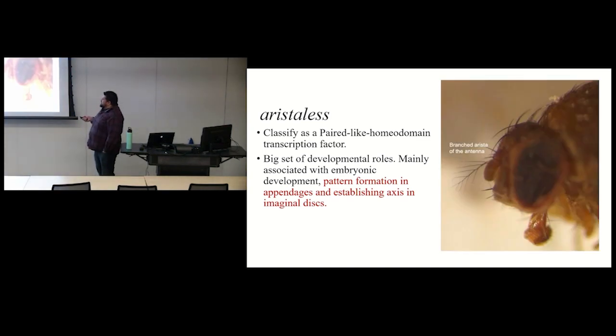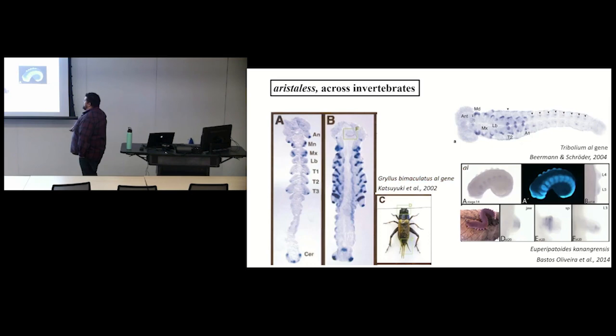It was named based on the phenotype of the missing arista, the little hair that the flies have coming out of the antennae. When we look at a few animals, we can see that anything that sticks out of the body, that has a little bud that comes out of the embryo, is highly enriched for the activity of aristaless. So you will see a lot of aristaless activity in the tips of those appendages when they're coming out of the body. This is the case for many, many more examples, but I'm just giving you a few here.